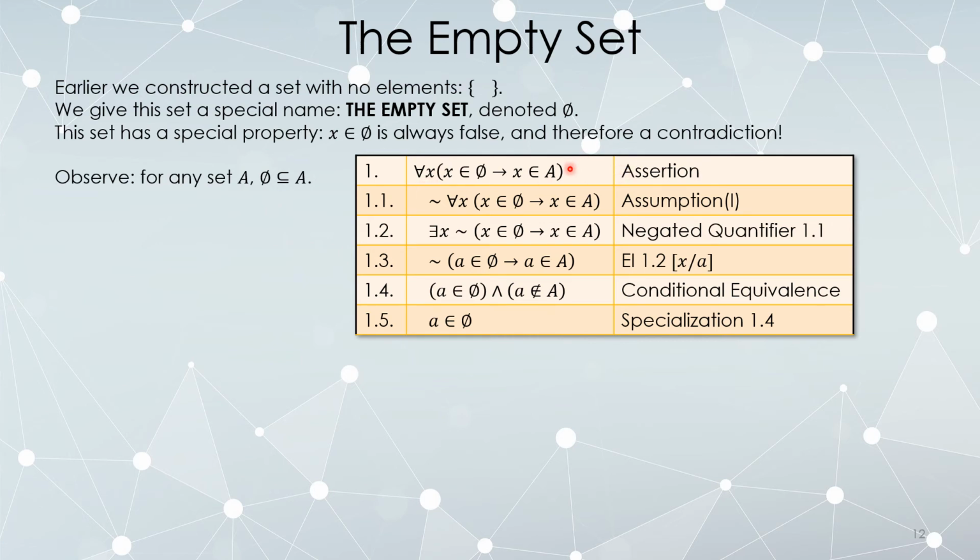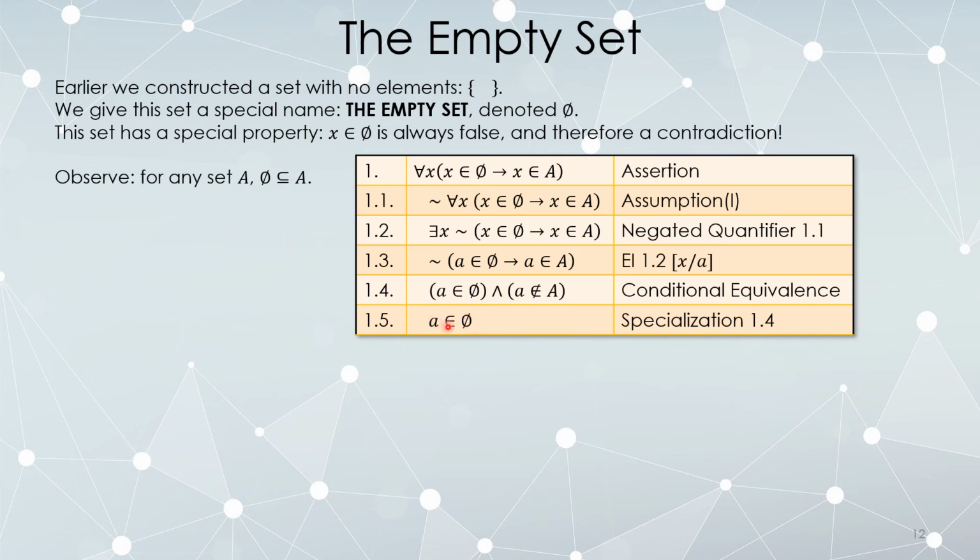Since we started with an assertion, we begin by assuming exactly the opposite. Once I see a negation of a universal quantifier, I can just pass the negation past by changing it to an existential quantifier. Now that I have an existentially quantified statement, I can instantiate it with a new variable that hasn't appeared anywhere, like lowercase a. A negated conditional statement is logically equivalent to a true hypothesis and a false conclusion, which I can then specialize by just pulling out this side here.